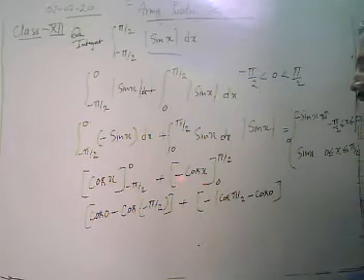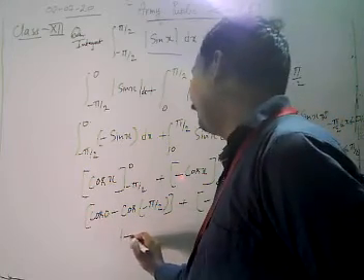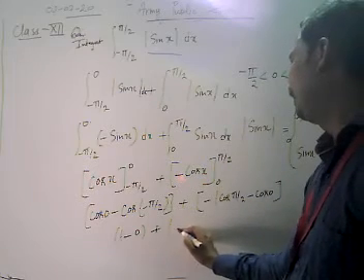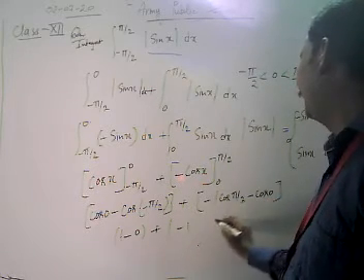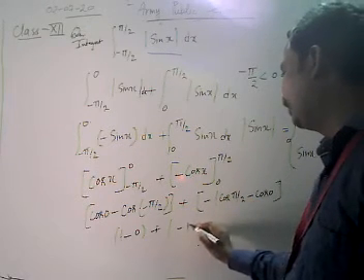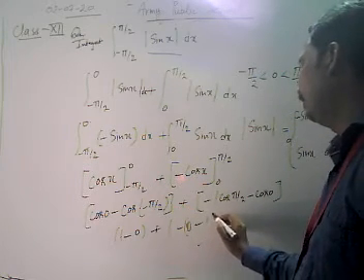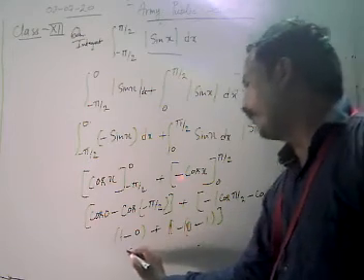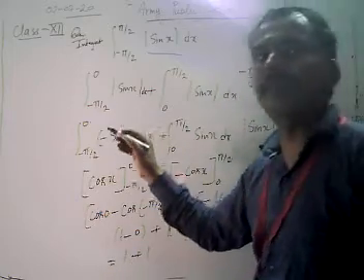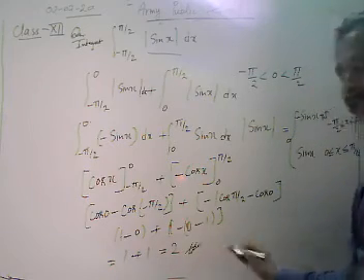Now look, what is the value of cos 0? It is 1, and cos 90 degrees is 0. So here we have 1 minus 0, plus 0 minus 1 with a minus sign, giving 1 plus 1. From here we have 1 and 1, so the value of the integral over minus pi by 2 to pi by 2 of mod sin x dx is 2. This is our required value.